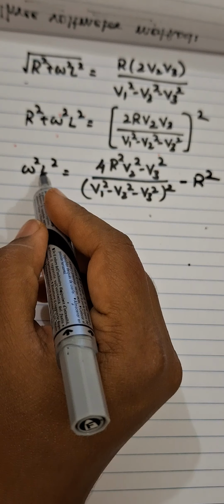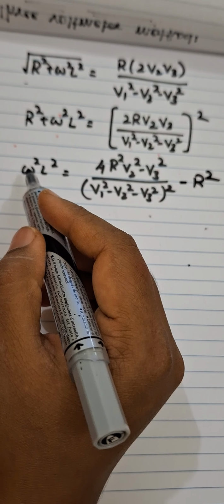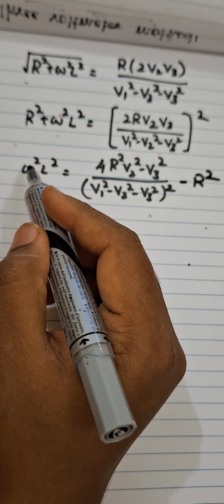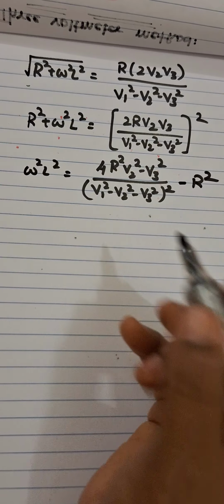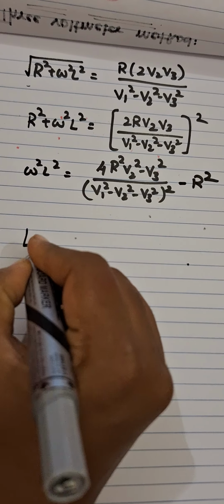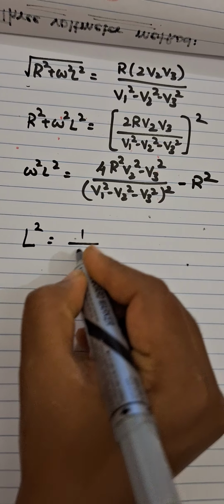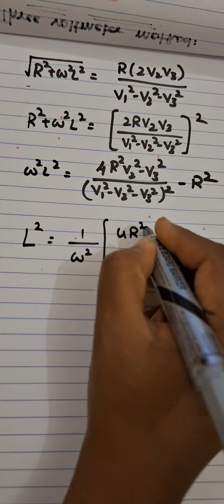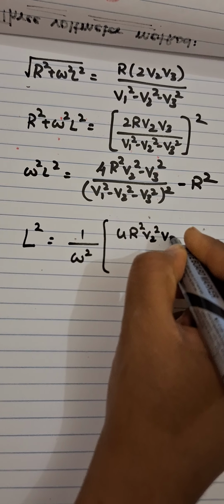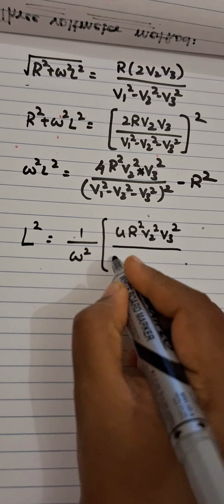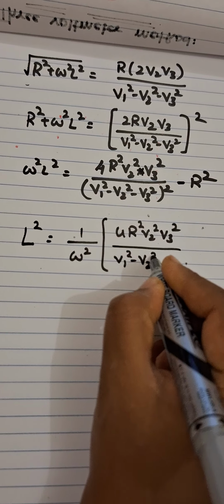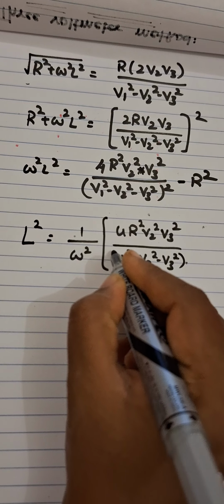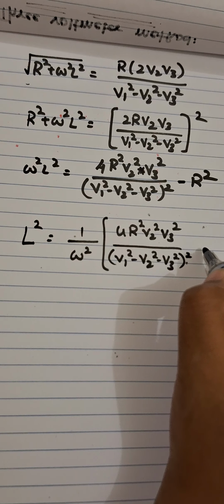But my requirement is L square, where I don't want omega. So I will send omega that side. So L square is equal to 1 by omega square into 4R square V2 square V3 square. Sorry, I wrote it as multiple; it is a multiplication by V1 square minus V2 square minus V3 square, whole square, minus R square.